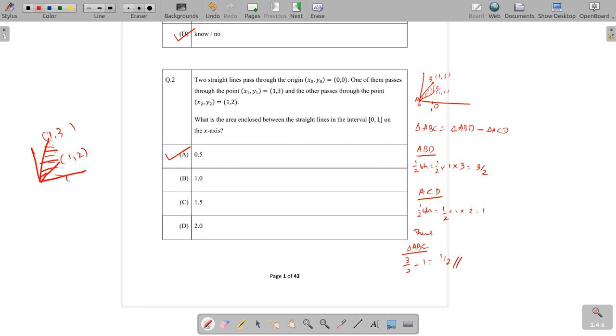How to find out? The easiest method: you find out the area of this big triangle and the area of this triangle and subtract. Area of the triangle is basically half base times height, if you forget. The first triangle has area 3 by 2, so ABD is 3 by 2. ACD is 1. So 3 by 2 minus 1, you get half. Half is the right answer.